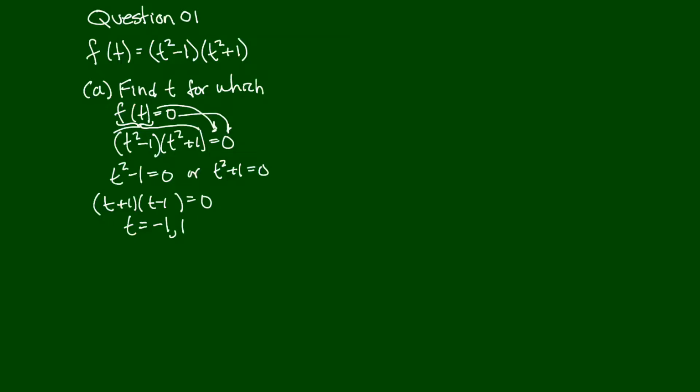And from this one, we're going to get t squared equals negative 1. So these are imaginary, and we're just supposed to find the real numbers that are going to give us 0 for f of t. So our conclusion now is just that we're going to get t equals negative 1 and positive 1. So we will claim now that that is our answer to part A.